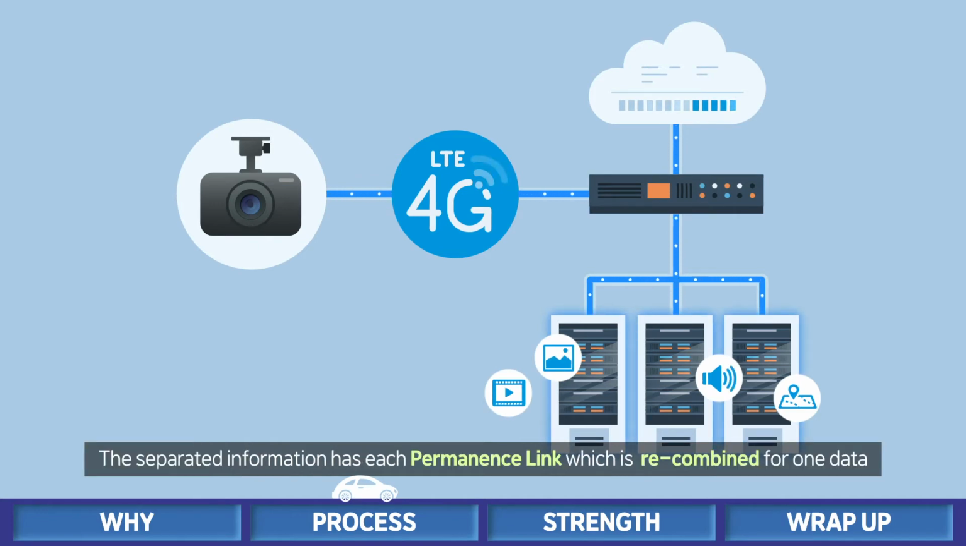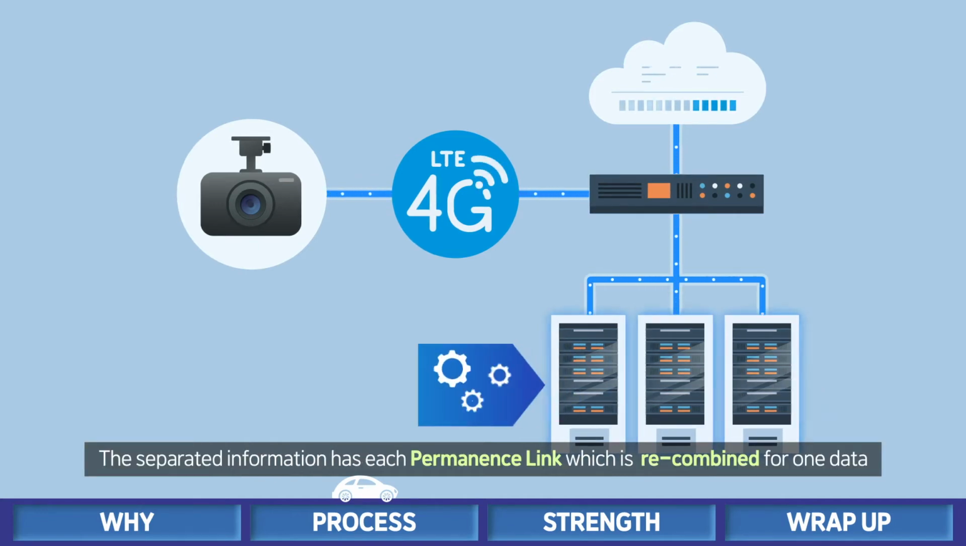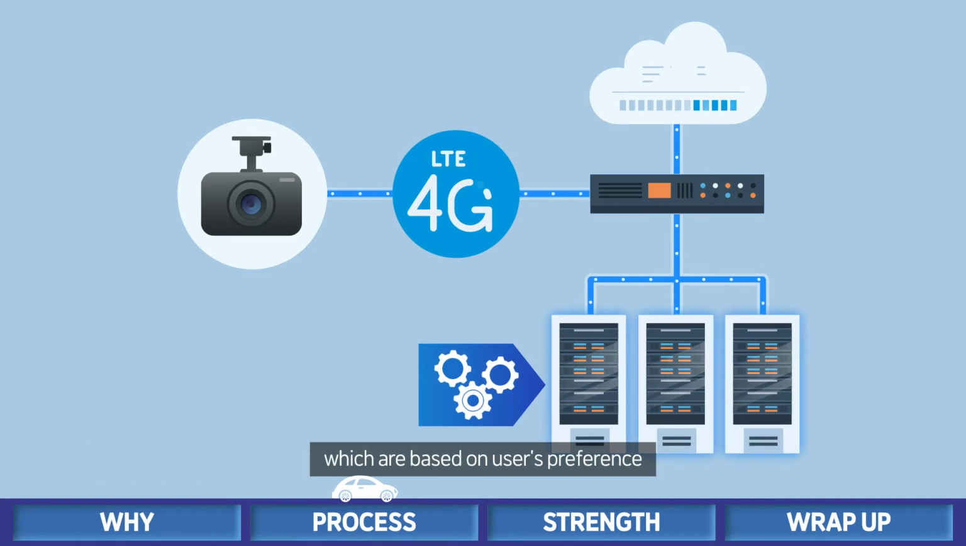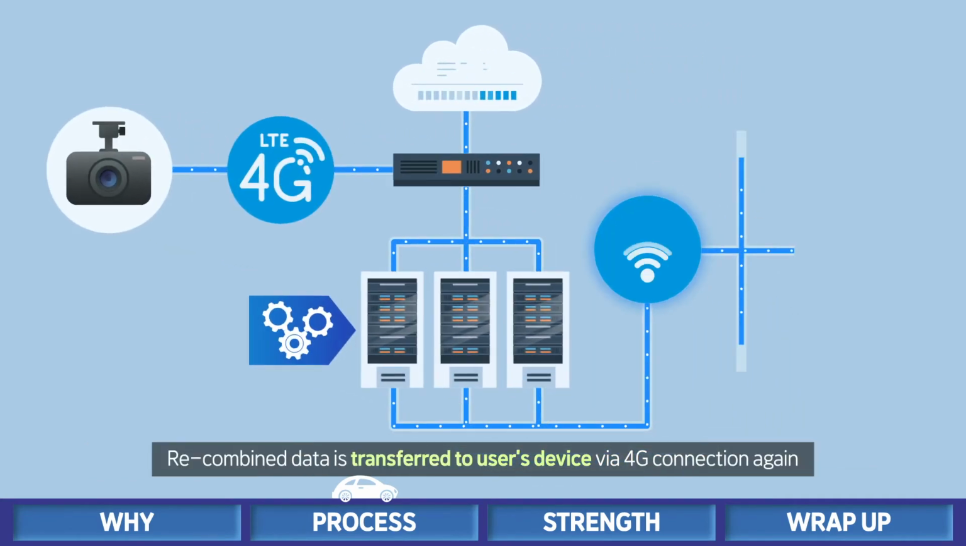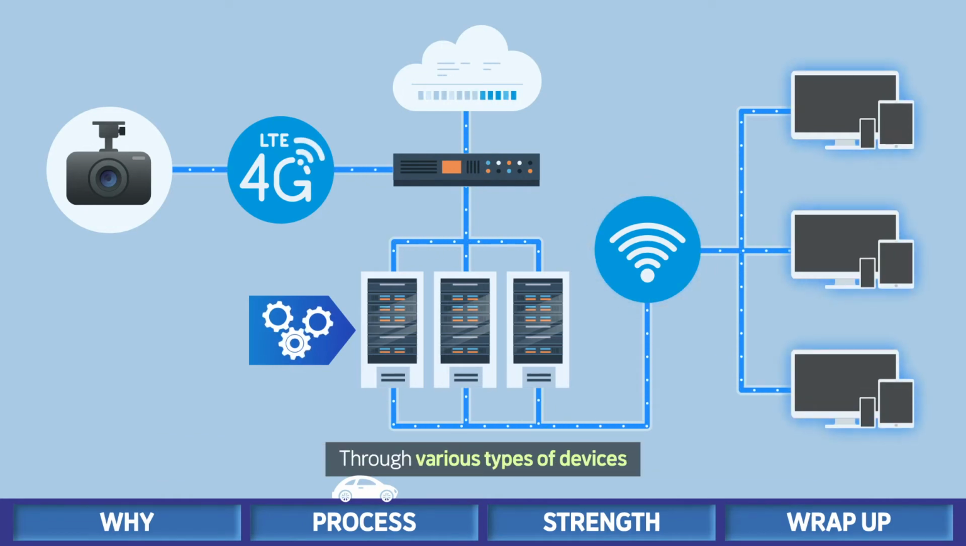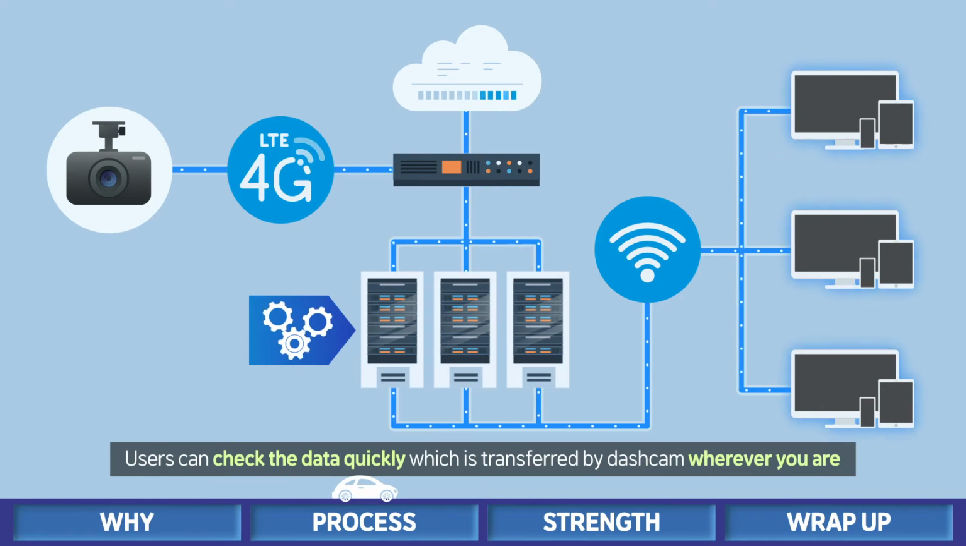The separated information has each permanence link, which is recombined for one data by checking links information during watching recordings, opening, or downloading videos which are based on user's preference. Recombined data is transferred to user's device via 4G connection again. Through various types of devices, users can check the data quickly, which is transferred by dashcam wherever you are.